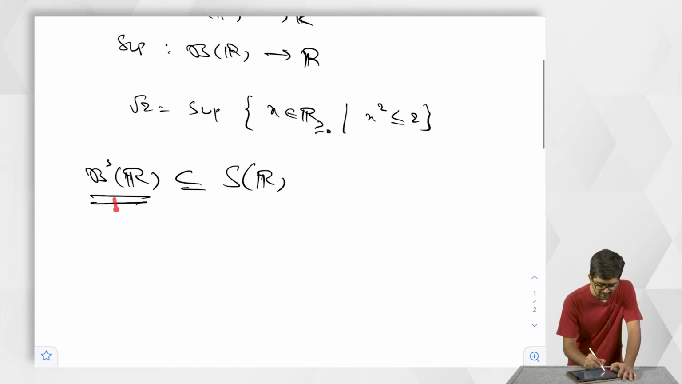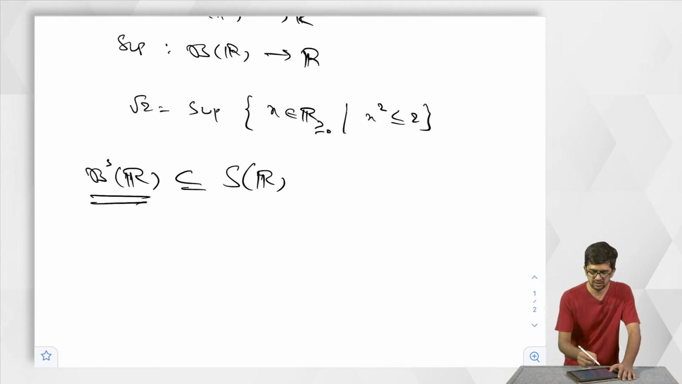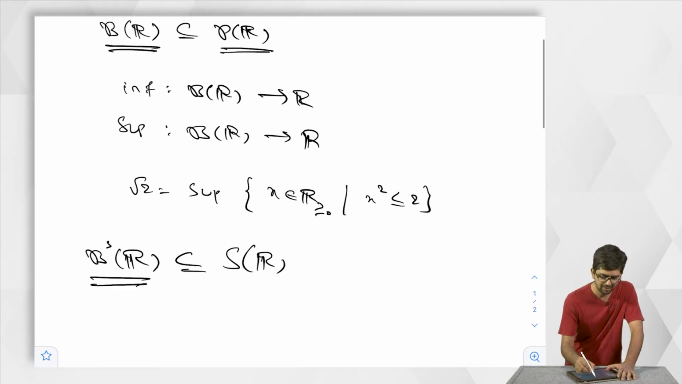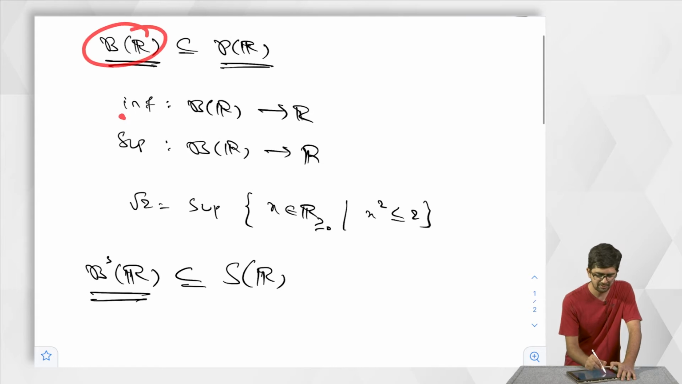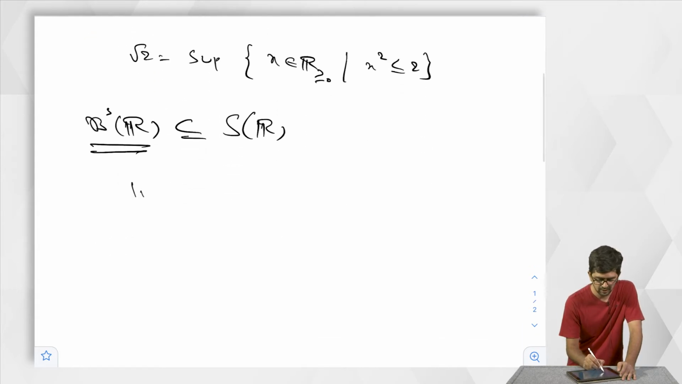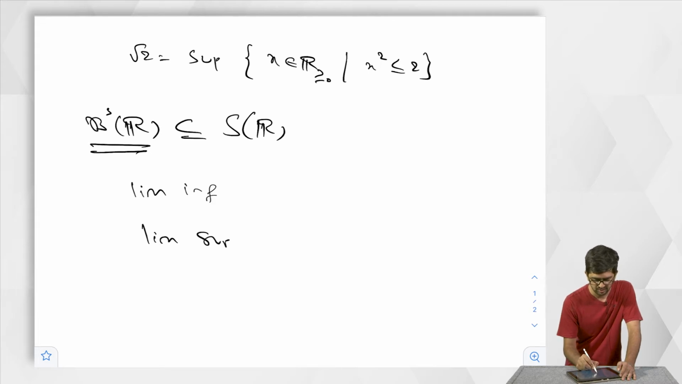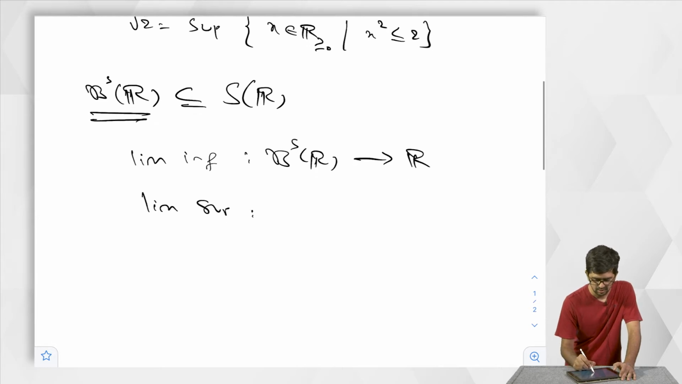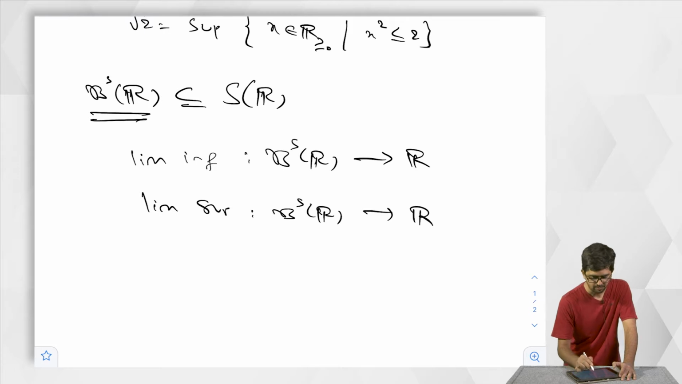Now for this we have again introduced two maps. For bounded subsets of R we have the infimum and supremum. For bounded sequences we have two maps. What are they? Lim_inf and lim_sup. This is from bounded sequences to R.